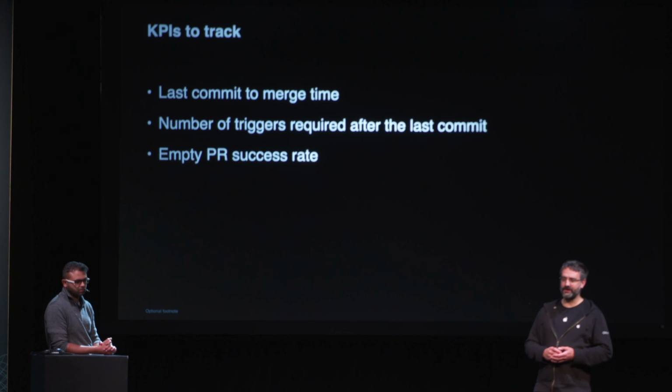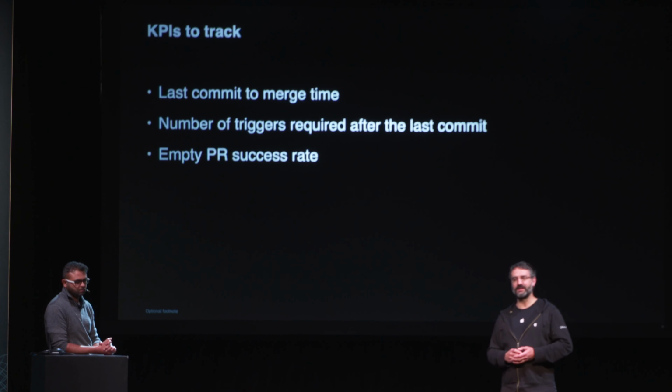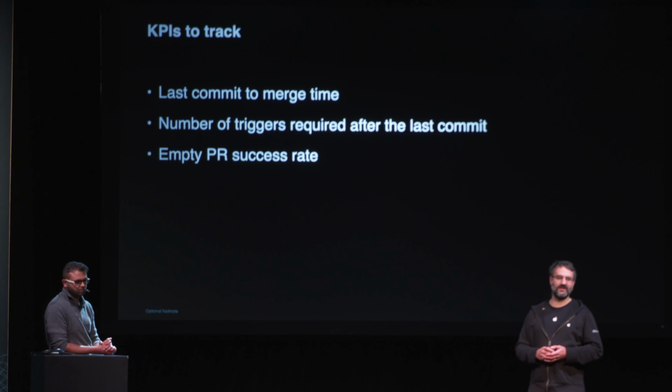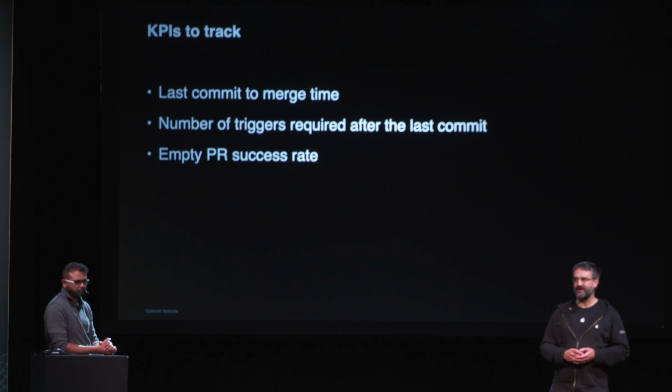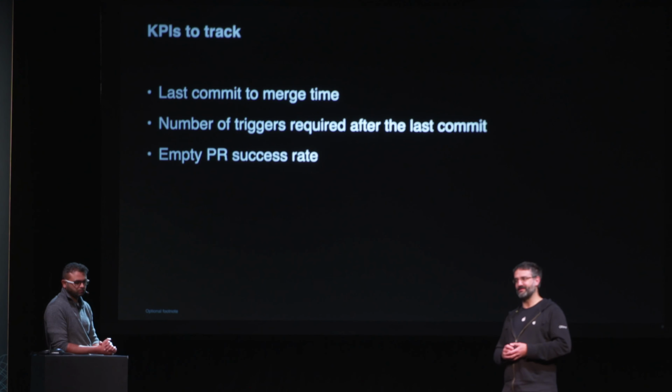Finally, the third way we used to measure whether things were working or not was our empty PR success rate. What we decided is that every hour, let's throw an empty PR, a PR with no code change. The PR should work all the time if the CI system is stable and working. Well, unfortunately, that's not really what we observed.